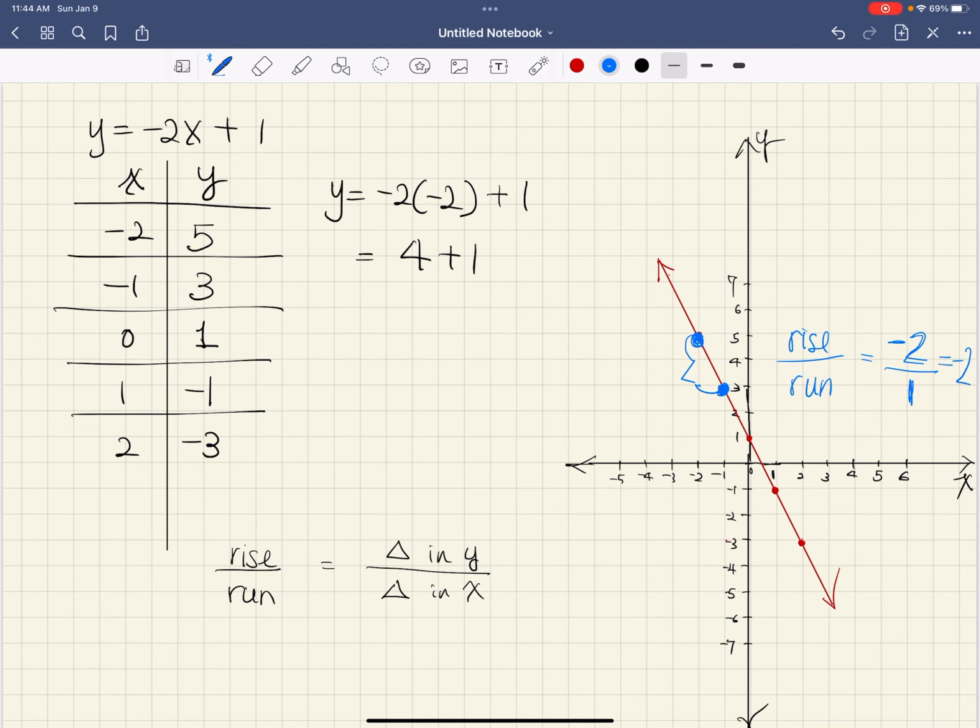Now, why don't we move from the bottom point to the top one? From here, move up 2, and to the left once, to the left is negative. So every time when you move down or to the left, you have to put the negative sign, which is equal to negative 2. See, they're the same. So the slope of this line is negative 2.